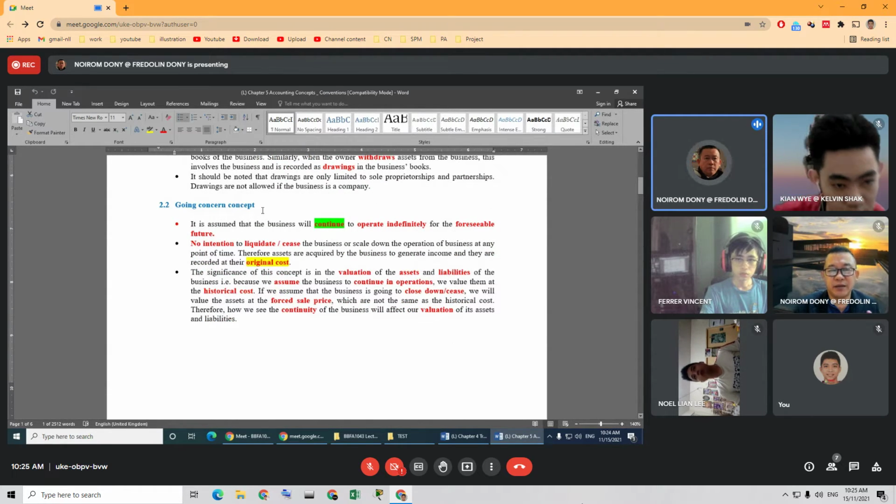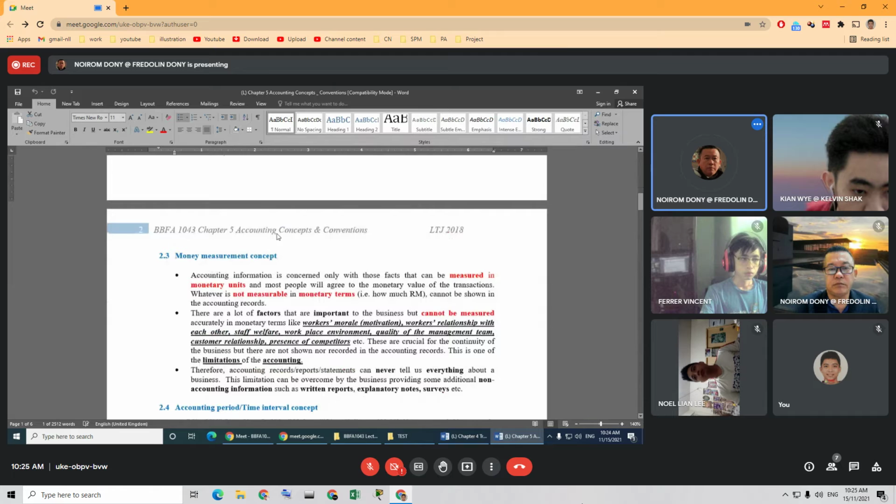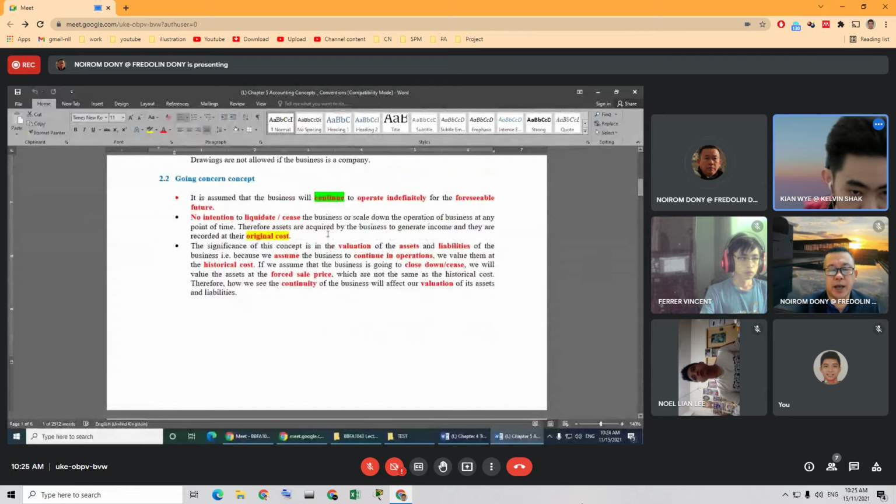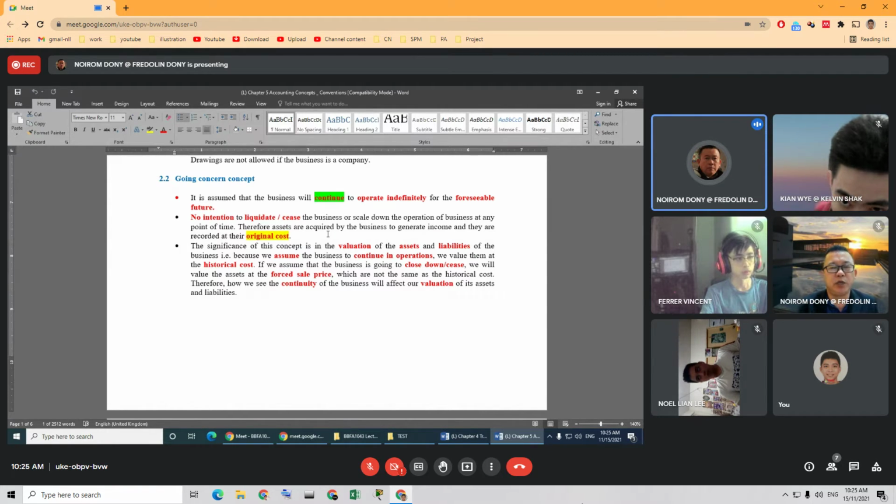By assuming that the business is going to continue operation indefinitely. We always assume it's going to continue indefinitely, unless you have confirmed that you can't operate anymore and you have to stop. Your liability is more than your asset, so you have no alternative to run the business, because everything is losing and you don't have the capital to continue your operation.